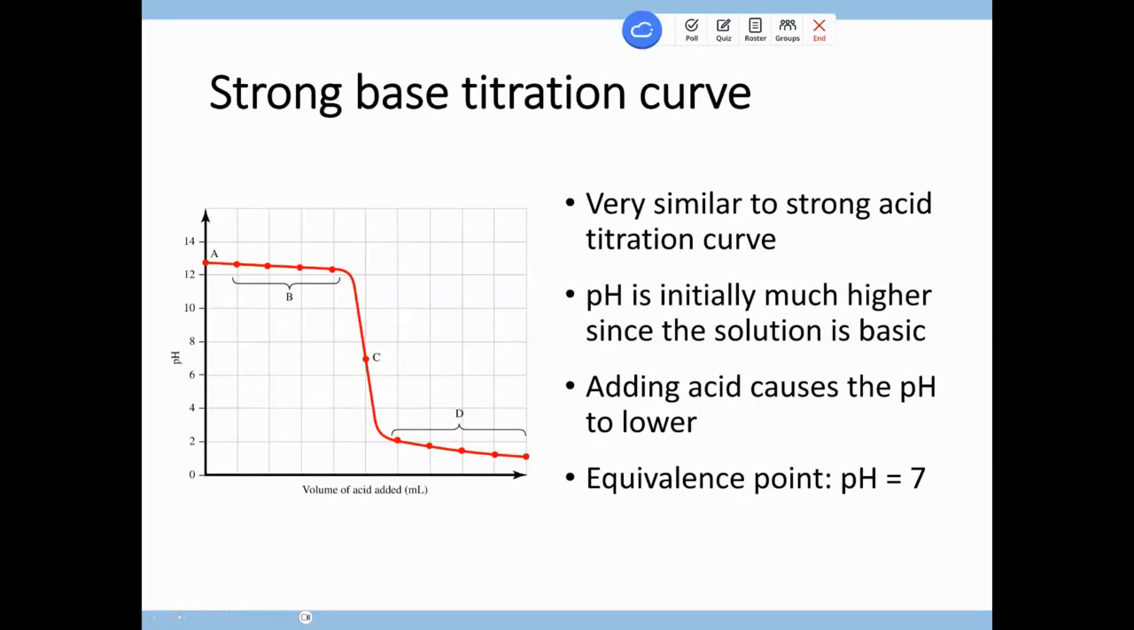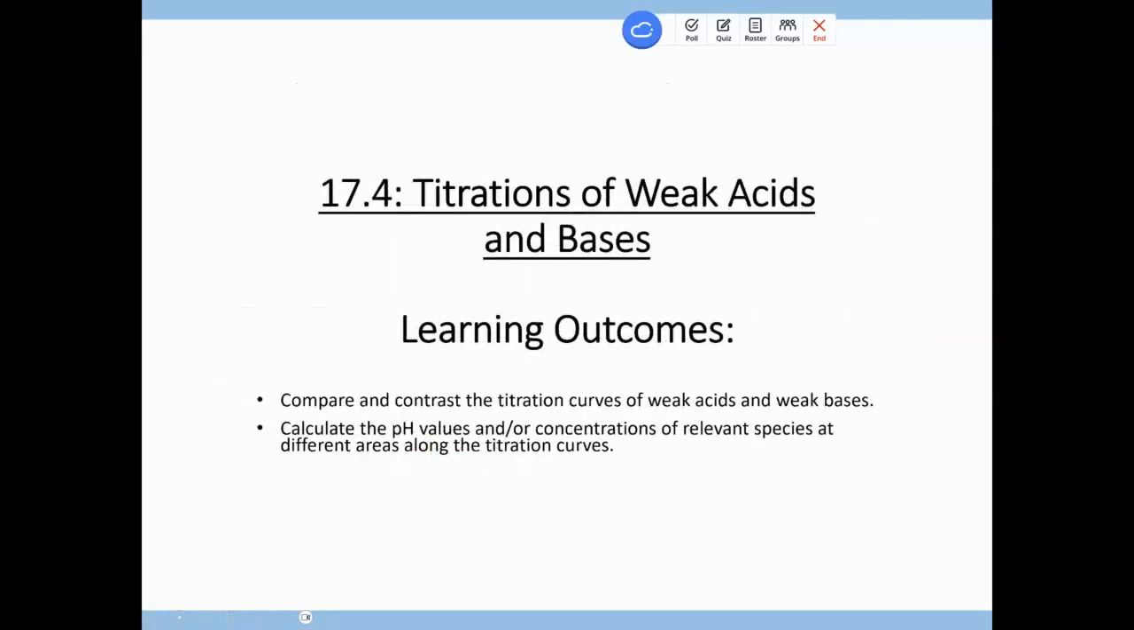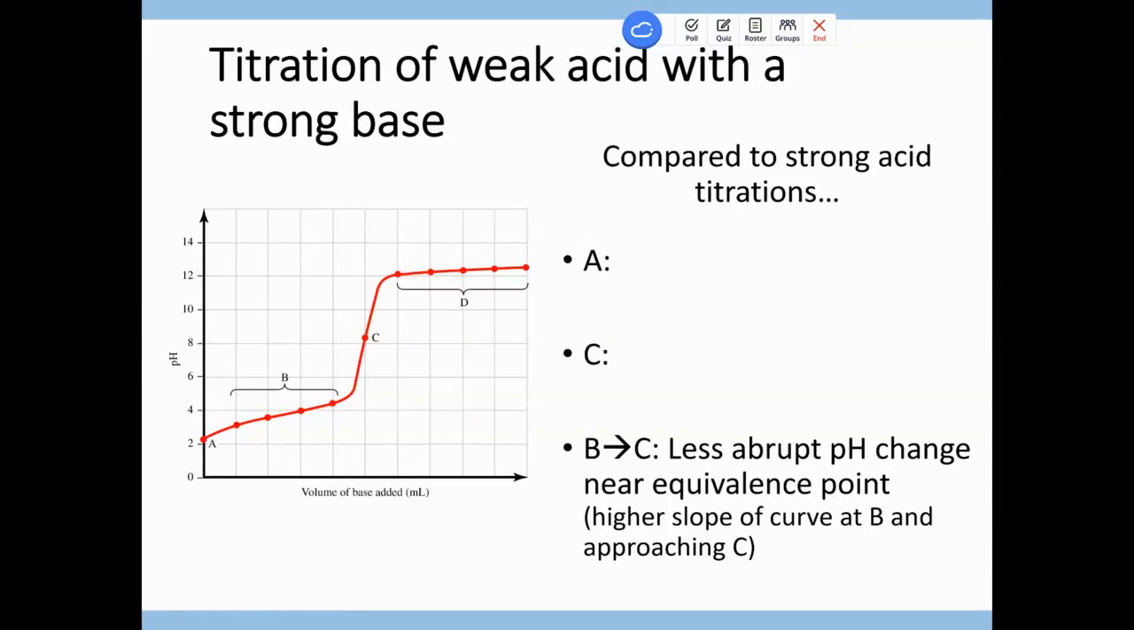Okay, let's complicate things now. So next section, 17.4, titrations of weak acids and bases. So here's a titration curve for a weak acid, and we're going to compare it to strong acid titration curves.